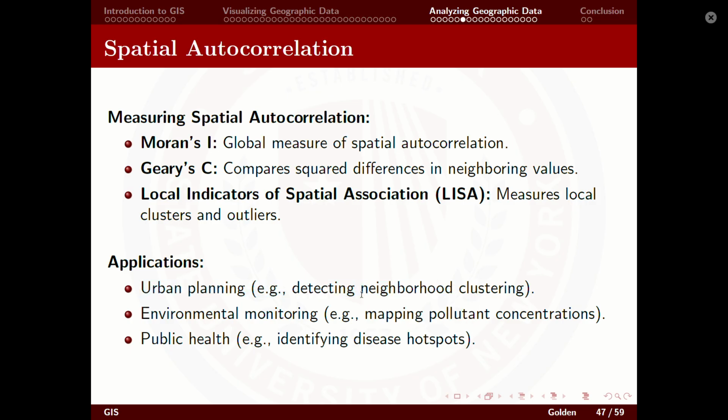And then you can use this in urban planning, and in environmental modeling. Most pollutants are concentrated at continuous levels and are similar across space. And of course, you can use it for public health. A lot of this was popular during COVID, when you were watching COVID spread from city to city and take a lot of lives.